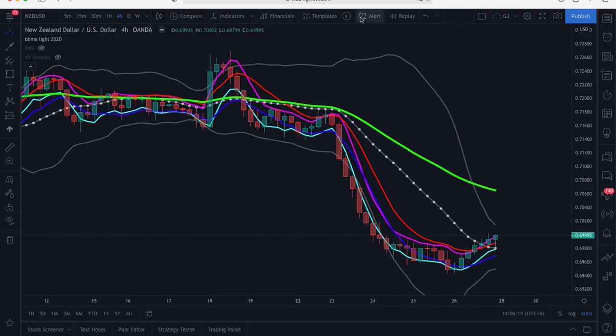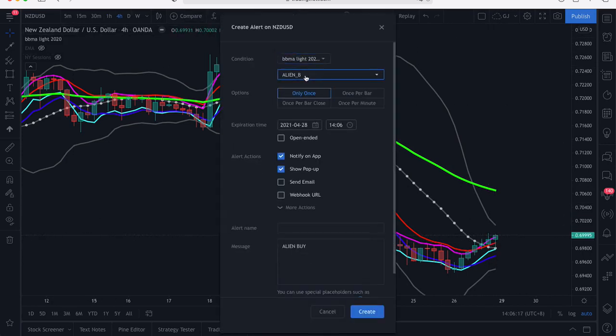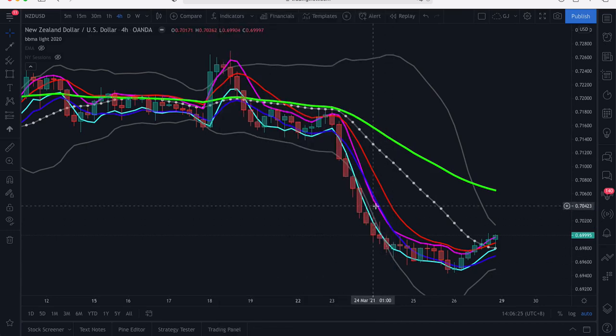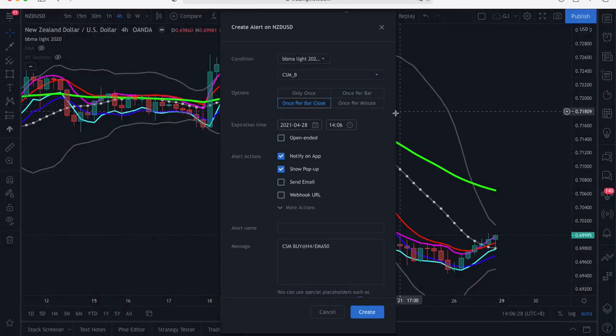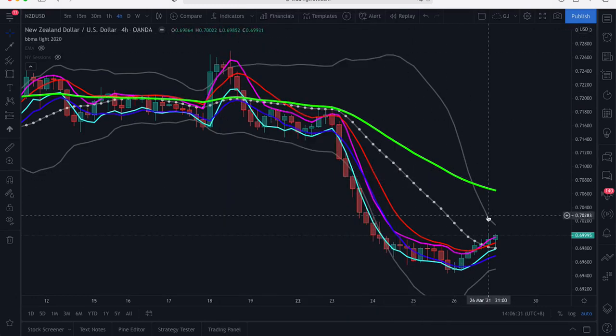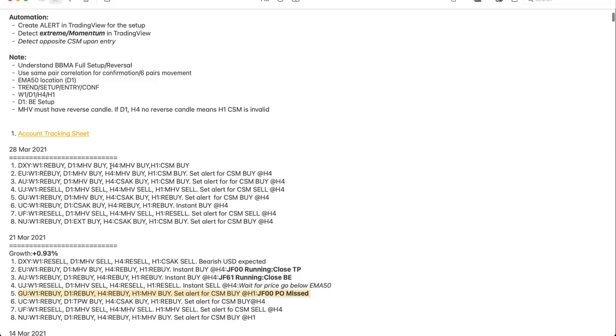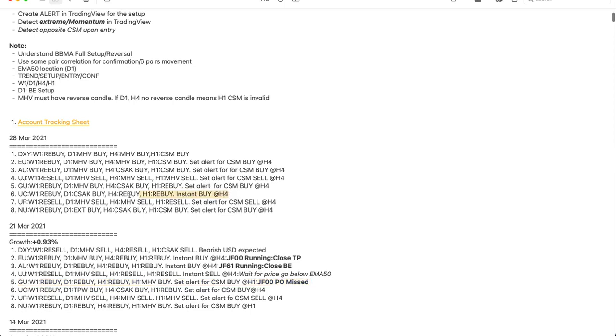And for this one we also need to set an alert, CSM buy at H4 EMA 50. Sorry, I think the maximum alert is reached, so we're going to manually check for the CSM buy on H4 for this one. Alright, so that's our trading plan for this week. Very simple. We only have one instant buy over here, and for the rest we set alerts, because our alerts have a limit. We're going to monitor this one manually.